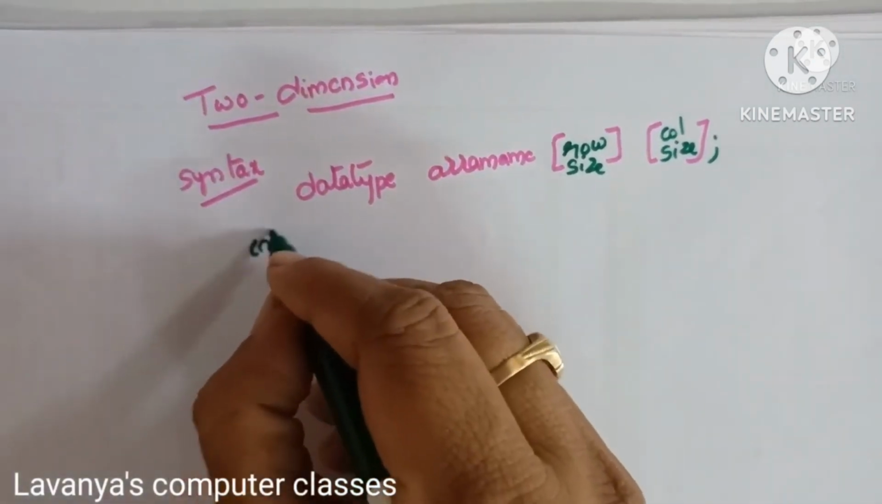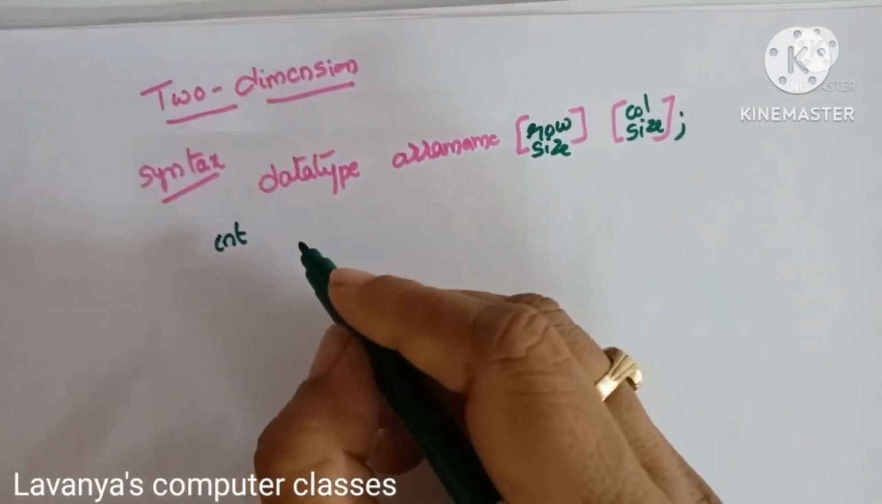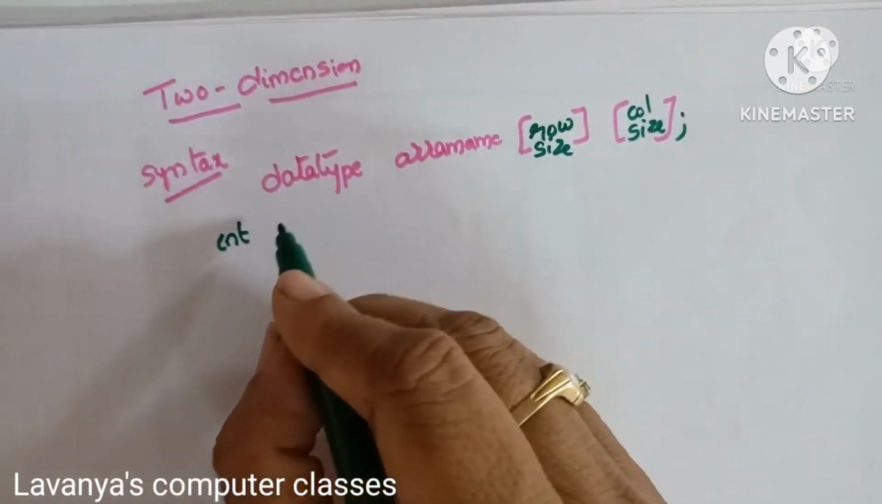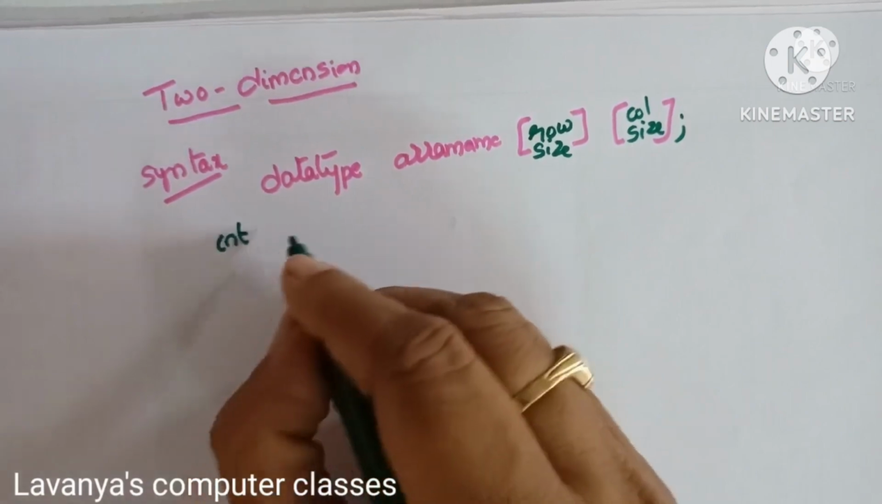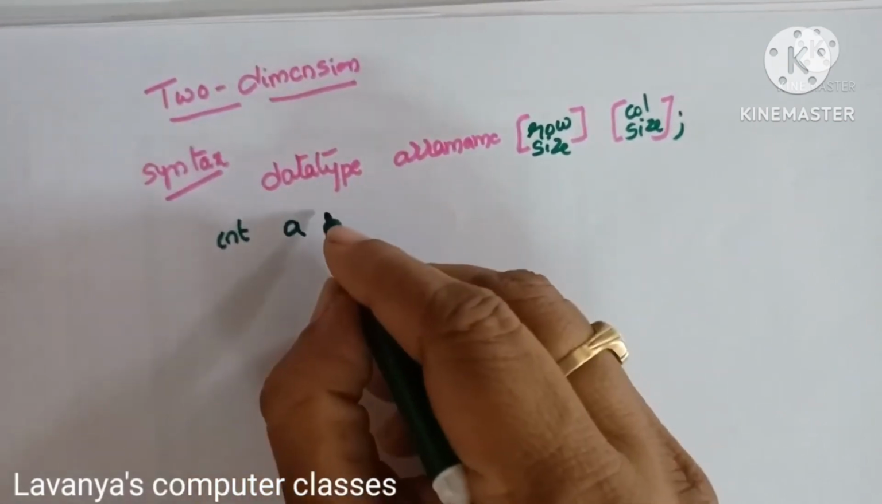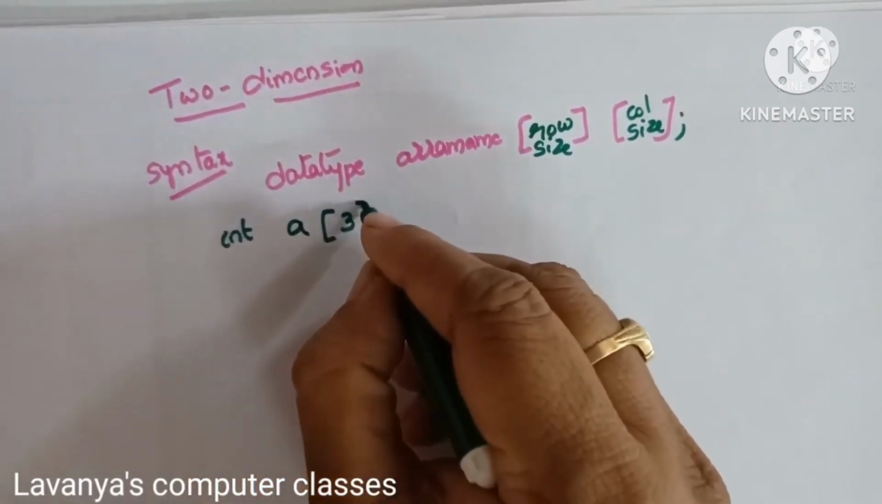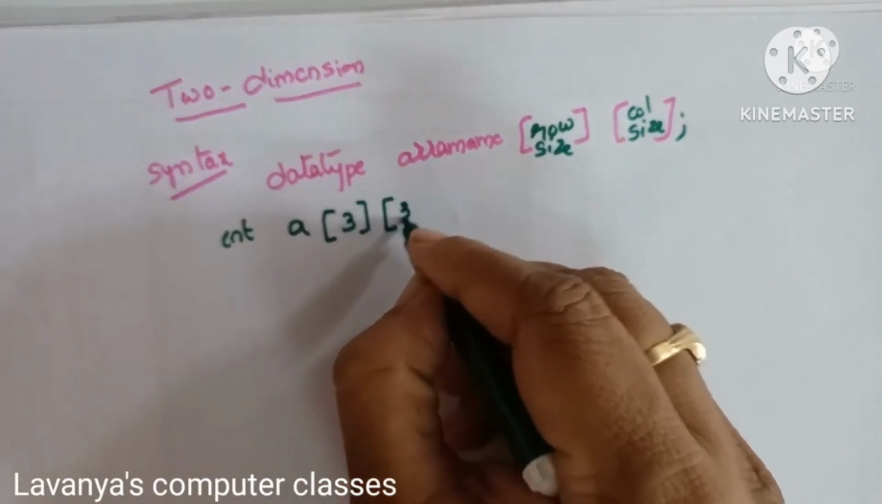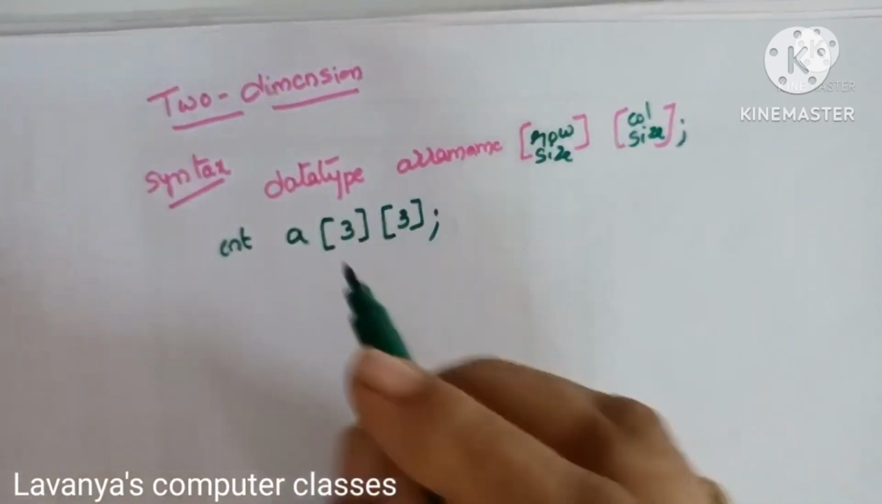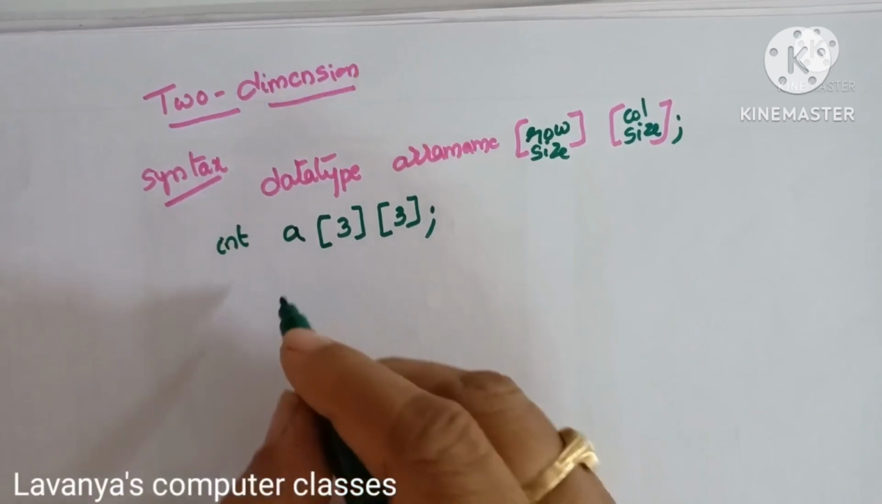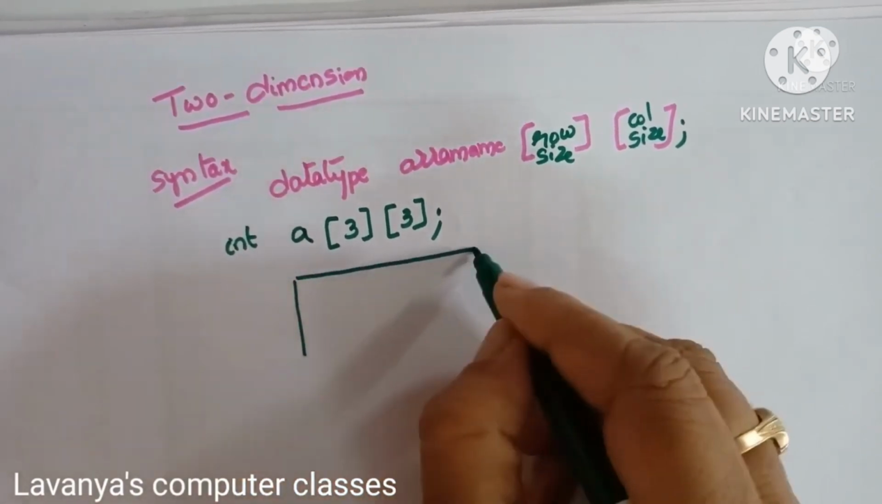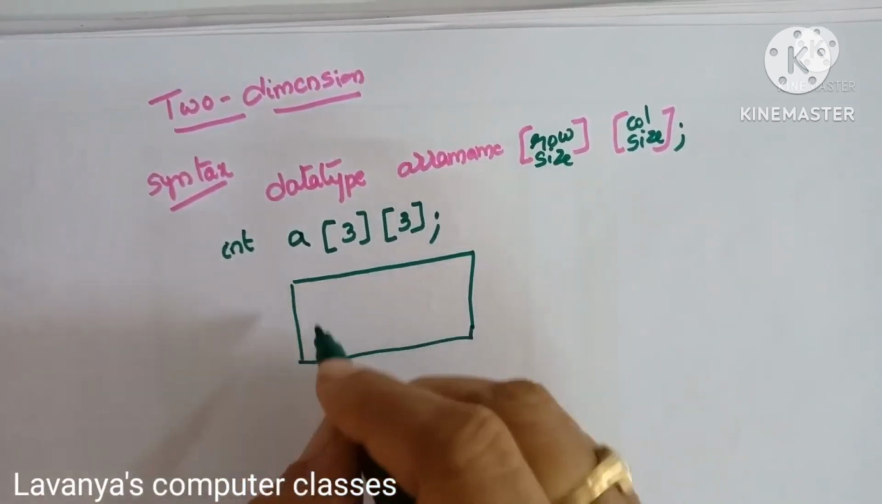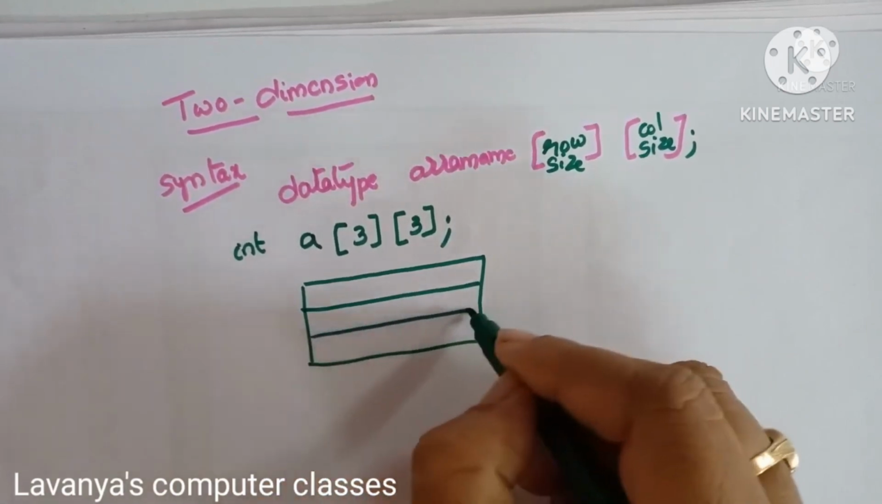For example, I want to take a 3 by 3 matrix. All belong to the integer data type. So int, array name is A. How many rows do I want? 3 rows and 3 columns. Whenever you give a 3 by 3 matrix, it immediately allocates memory locations with 3 rows and 3 columns.